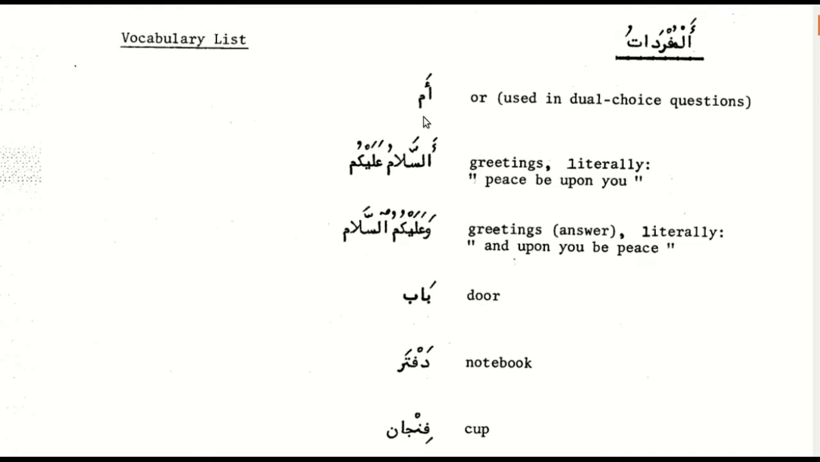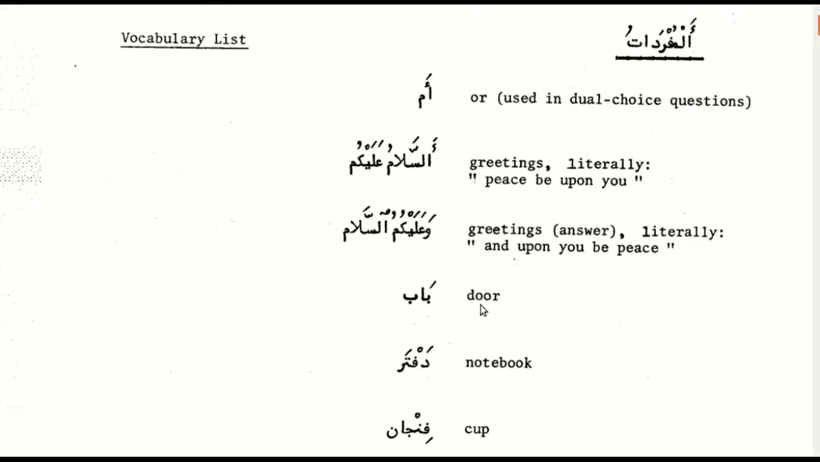So the first word is "aw", which means or. It is used in dual choice questions. So if we have two options like kitab or kalam, which means book or pen, we can use in Arabic kitab aw kalam. Okay, so "aw" means or. Assalamu alaikum, we have already studied, it is a greeting, peace be upon you. Wa alaikum assalam, that's how you reply to assalamu alaikum, you say peace be unto you.